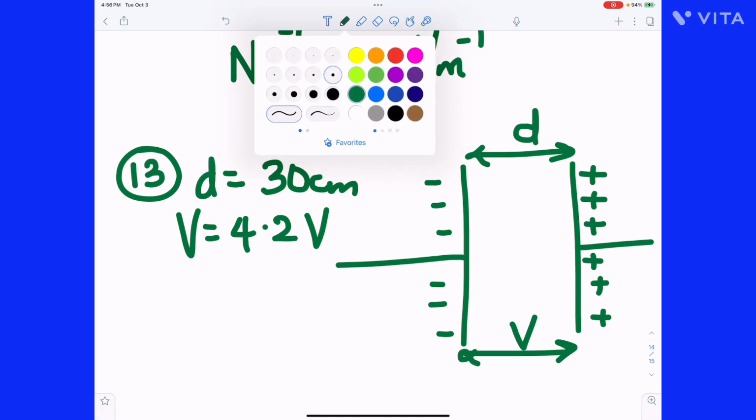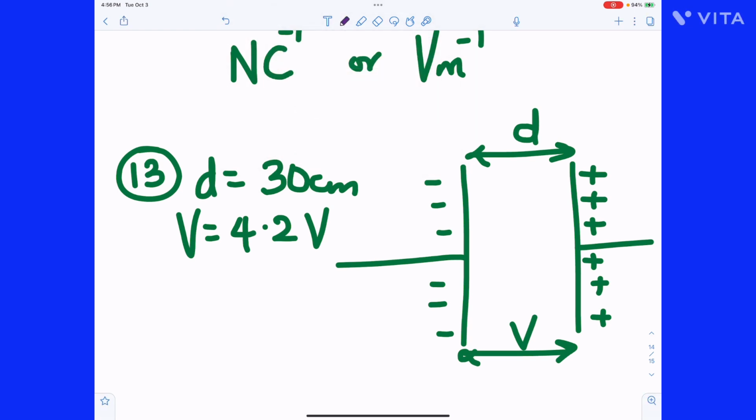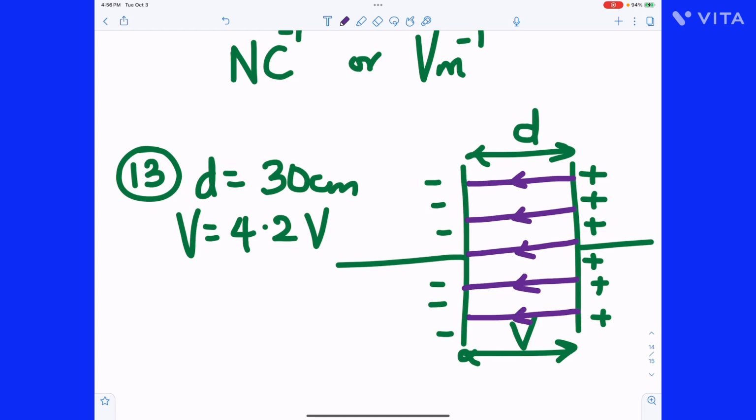Electric field lines of forces go from positive to negative. We always draw electric lines of forces going from the positive plate to the negative plate. So there's an electric field created between the two.